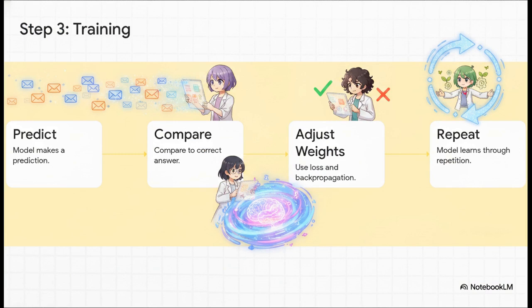Well, first, you feed the model thousands of those labeled email examples and it makes a prediction. Second, you compare that prediction against the actual correct answer. Was it right? Was it wrong? Third, and this is really where the magic happens, when it is wrong, the model adjusts its weights using loss functions and backpropagation. It's kind of like tuning a guitar, right?